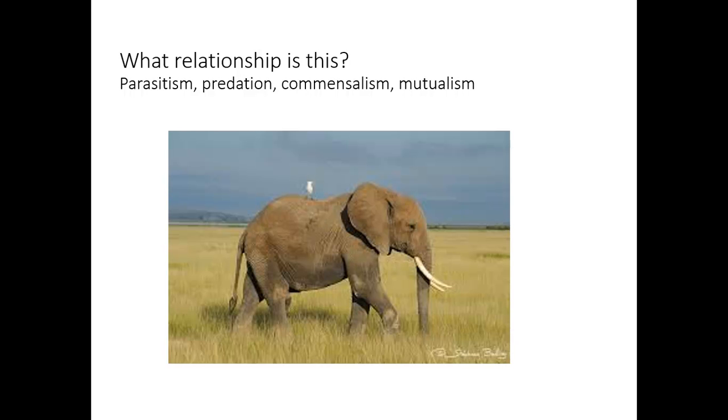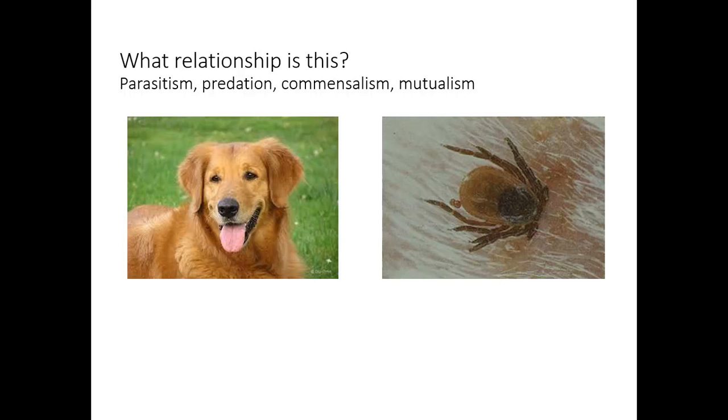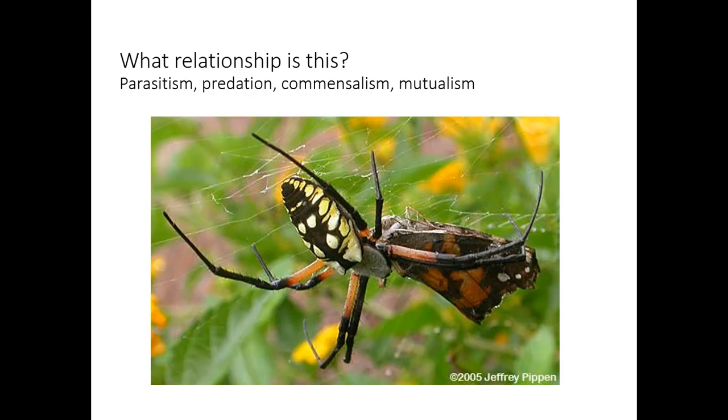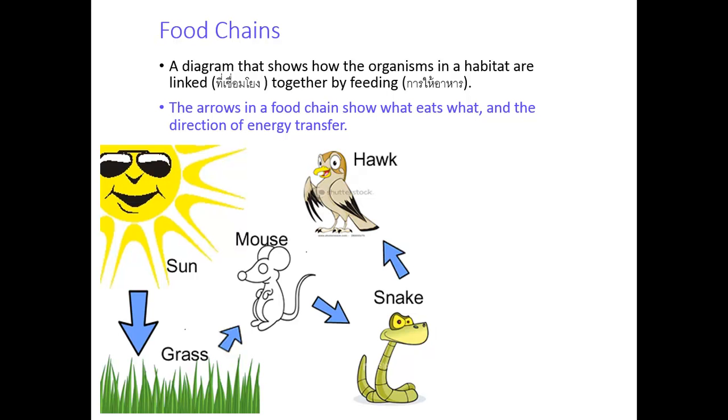And an elephant and a bird. This is commensalism. Only the elephant. Actually, no, that's mutualism again. Sorry. The bird gets food. The elephant gets cleaned. All right, what relationship is this? This is parasitism. That is a tick on a dog. And this is a butterfly and a spider. It's predation.